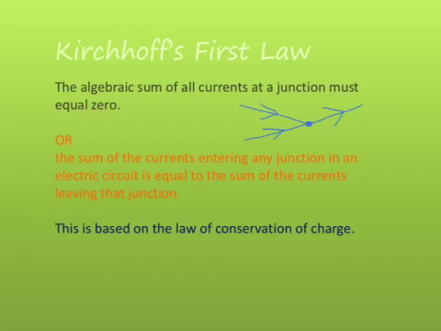Or, put in another way, the sum of the currents entering any junction in an electric circuit is equal to the sum of the currents leaving that junction. This is based on the law of conservation of charge. Look at this one here. There are two currents entering the junction and one current leaving. So, based on this law, the total current arriving at the junction must be equal to the total current leaving the junction.